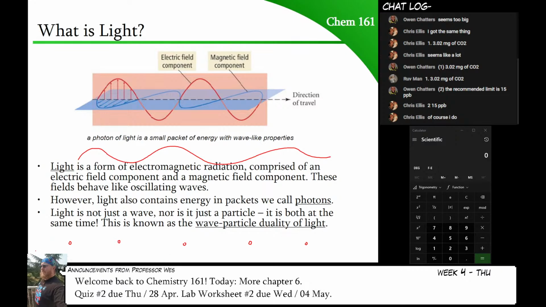And so what we're going to do is we're going to just have to accept that this is a thing, and we're going to call this the wave-particle duality of light. So light behaves like an oscillating wave, but it also exists in packets called photons. So it is both a stream of continuous energy, because it acts like a wave, but it is also not a stream of continuous energy. It is a stream of discrete energy in photons.